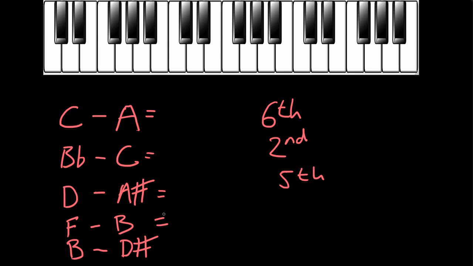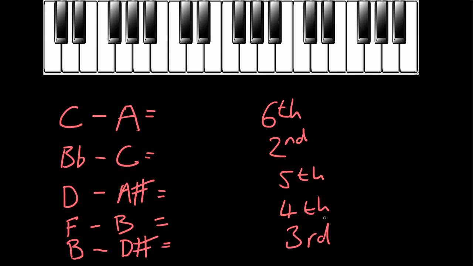And let's have a look at this one, F to B. There is F, there is G, there is A, and there is B. So that's 4 notes between the bottom and the top, 4 letter names. So here we're dealing with some kind of fourth. And finally, B to D sharp goes through B, C, and D. So we know we're dealing with some kind of third.